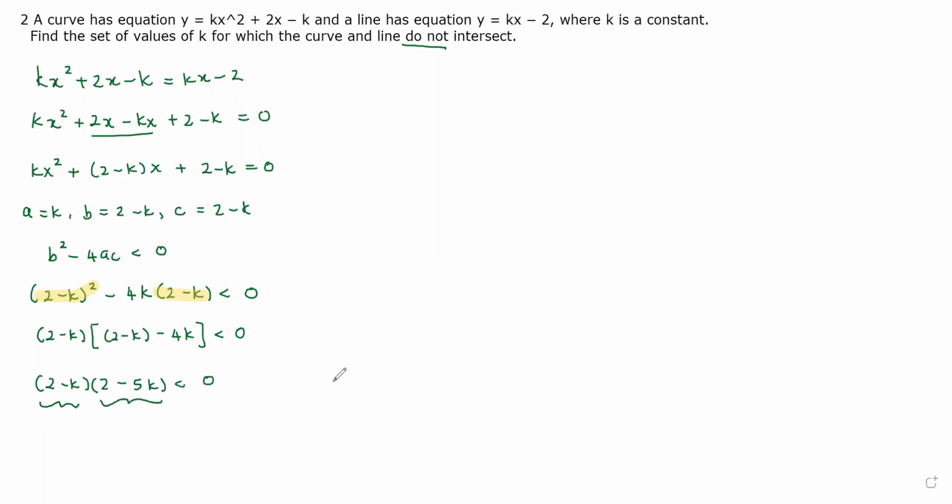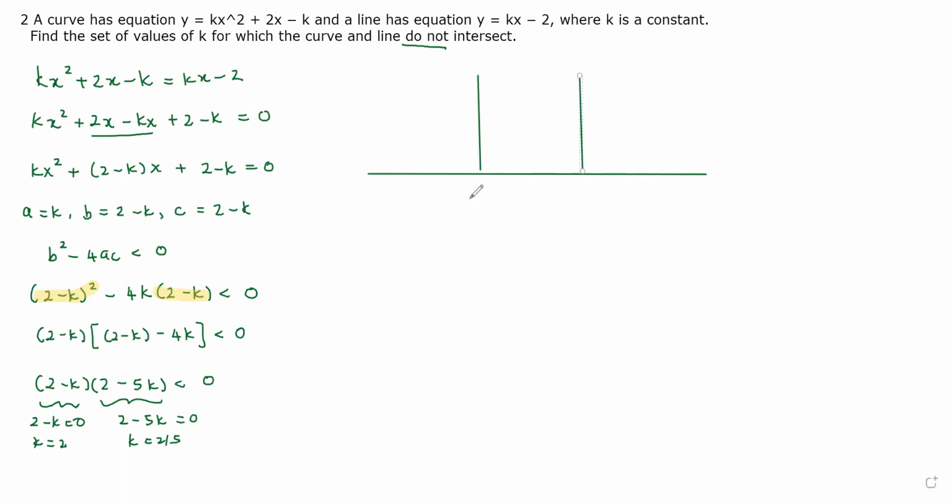Find the zeros and use a sign diagram. When we set 2 minus k to 0, k is 2. And when we set 2 minus 5k to 0, k is 2 over 5. And we can draw a sign diagram from these two values. We have 2 over 5 and 2. For the first linear factor, 2 minus k, we have positive here and negative after 2. And 2 minus 5k, this is positive, and the other two are negative.